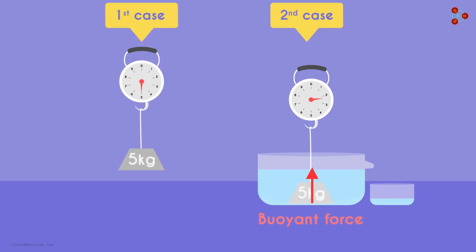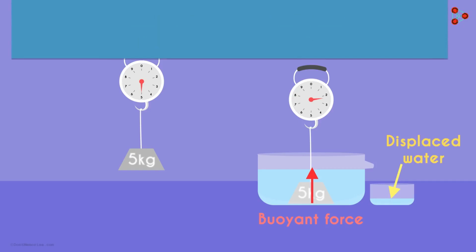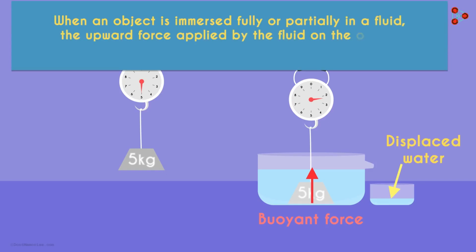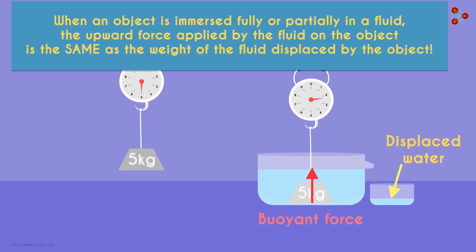You'd have also noticed that some water was displaced. Now in this context, we can say that the weight of this displaced water is equal to the magnitude of the buoyant force acting on the object. That's the Archimedes principle. When an object is immersed fully or partially in a fluid, the upward force applied by the fluid on the object is the same as the weight of the fluid displaced by the object.